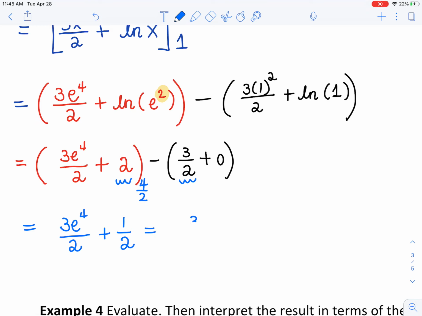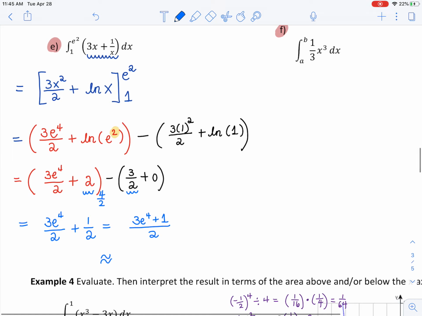And if I get, well, that's the answer. And I may be able to just put it as a single fraction: 3e to the 4th plus 1 over 2. This may be a nice one to put on your exam, maybe for the final, I'm thinking. So there you go. And if I want to get the decimal approximation, why don't we do that actually?